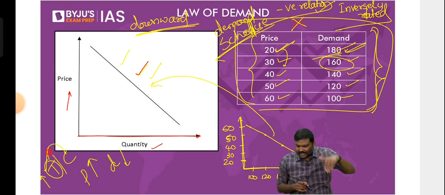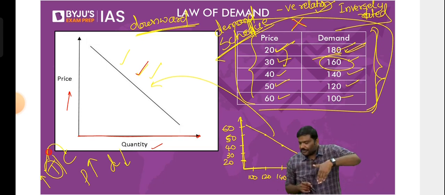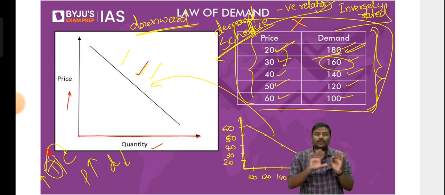Any problem so far? Let me know. When the price has gone up, you shifted from consumption of tea to coffee. So what will happen to demand for tea? Demand for tea will go down. So that is the basic idea why the price and demand will move in opposite direction.